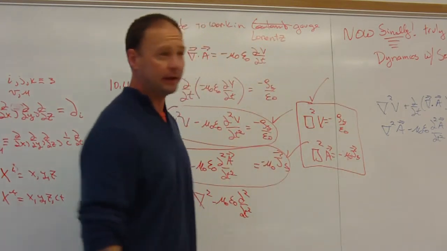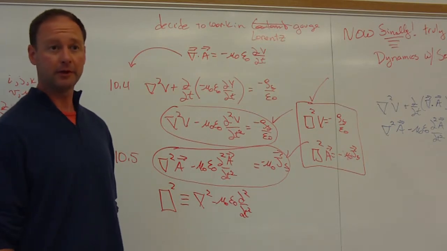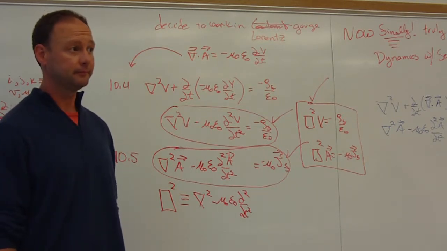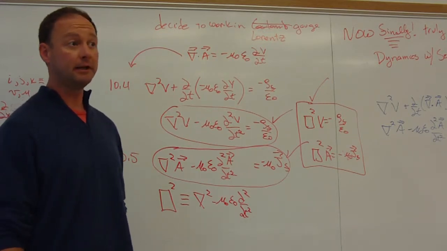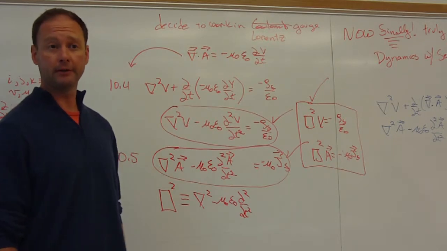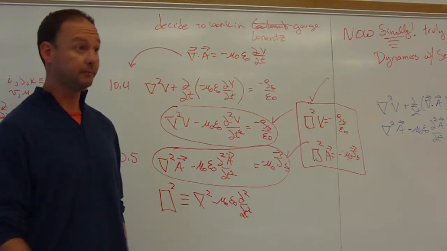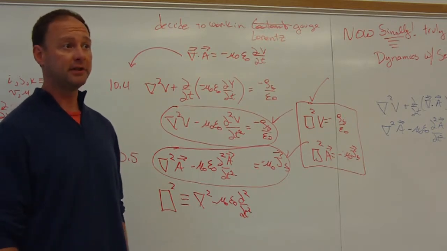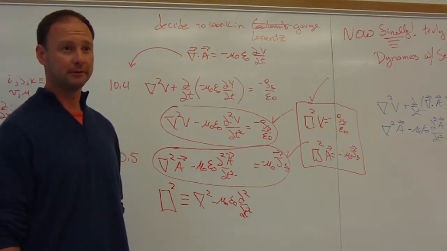What is our goal now? To solve what? Solve for V and A. Once we get V and once we get A, what might we want to find? E and B. What is B? B is the curl of A, the magnetic field. And what is E? Minus gradient of V minus the time derivative of A.